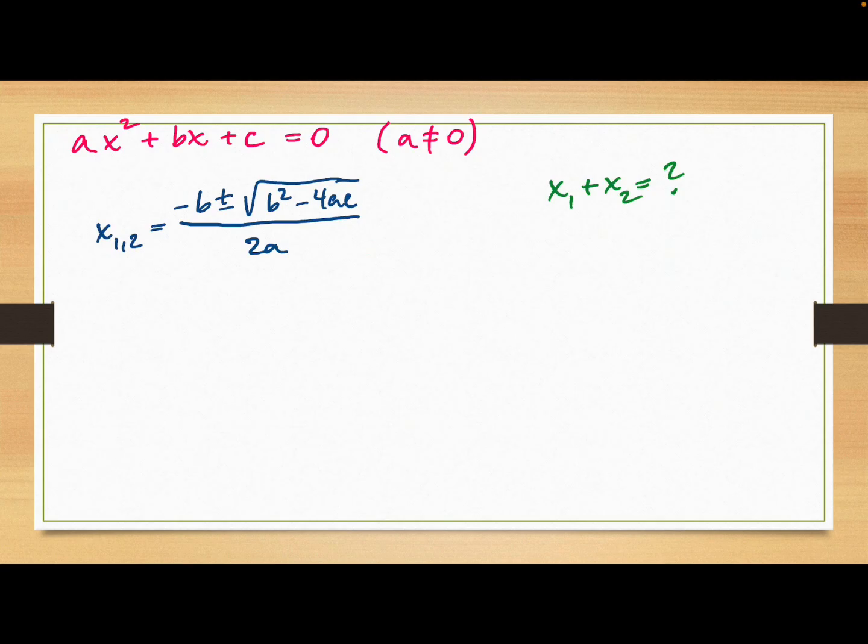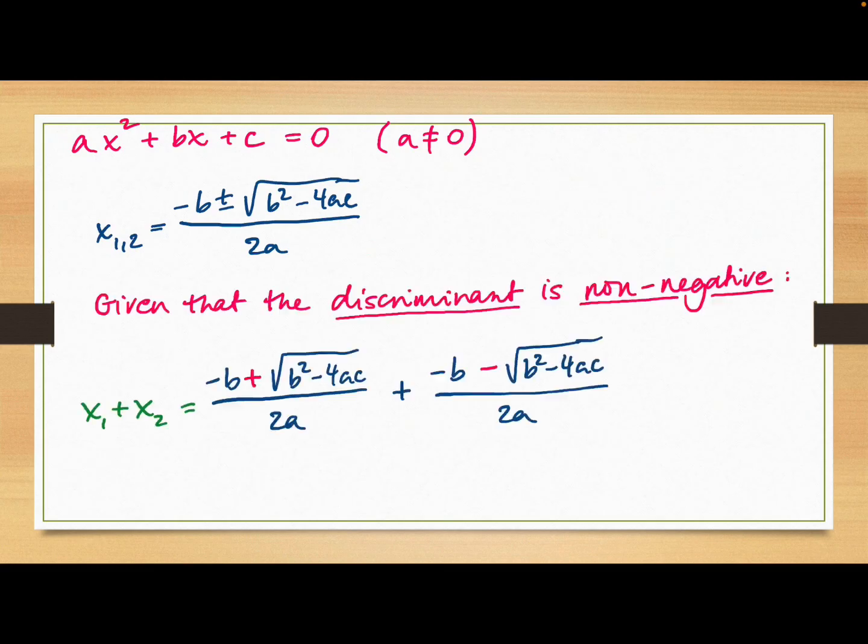Now here we have the quadratic equation in its general form, and it's important to point out that a is not 0. Then the roots are going to be minus b plus square root the discriminant over 2a, and minus b minus square root the discriminant over 2a. And given that the discriminant is non-negative, so given that we actually have roots, we can start working out the sum.